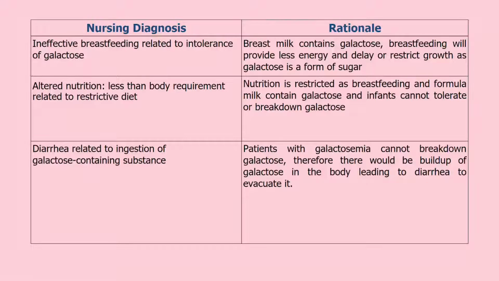Nursing diagnosis. First, ineffective breastfeeding related to intolerance of galactose. Breast milk contains galactose. Breastfeeding will provide less energy and delay or restrict growth, as galactose is a form of sugar. The second one is altered nutrition, less than body requirement, related to restrictive diet. Nutrition is restricted as breastfeeding and formula milk contain galactose, and infants cannot tolerate or break down galactose. And the third one is diarrhea related to ingestion of galactose-containing substances. Patients with galactosemia cannot break down galactose. Therefore, there would be a buildup of galactose in the body leading to diarrhea to evacuate it.